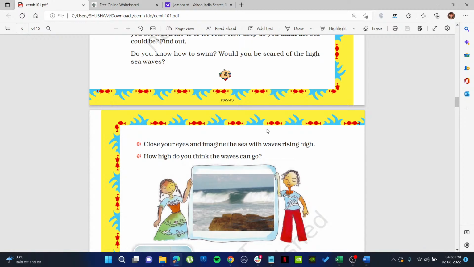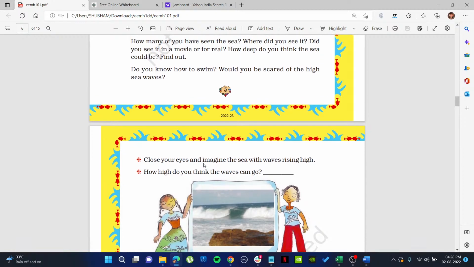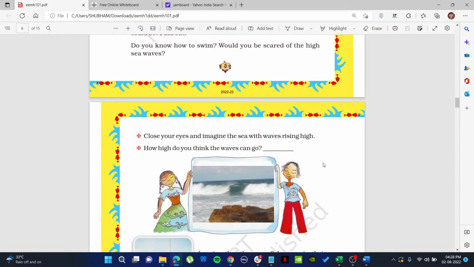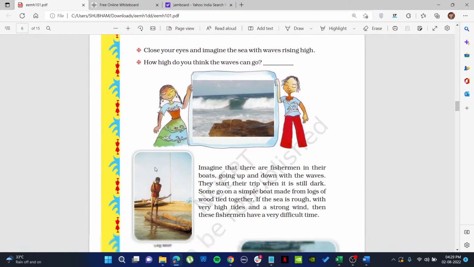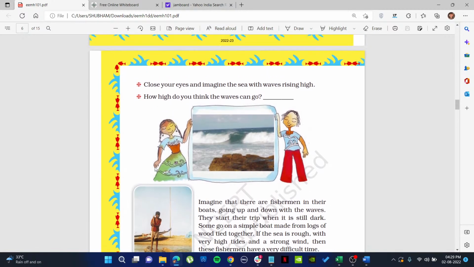Okay, let's explore the sea in our mind. We can explore it by closing our eyes. So close your eyes and imagine the sea with waves rising high. So how high do you think waves can go? Any idea?